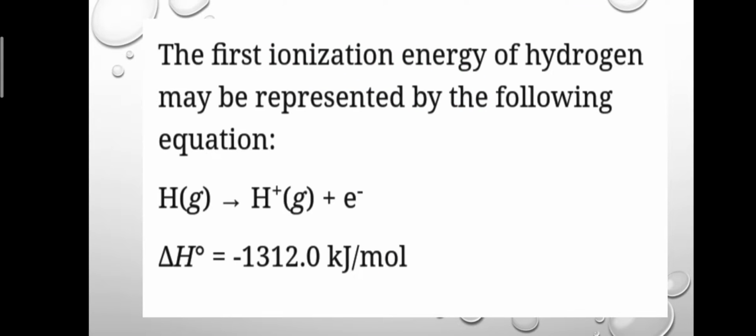The first ionization energy of hydrogen may be represented by the following equation. Hydrogen atom converts into H+ by the removal of an electron. The energy is 1312 kilojoule per mole.